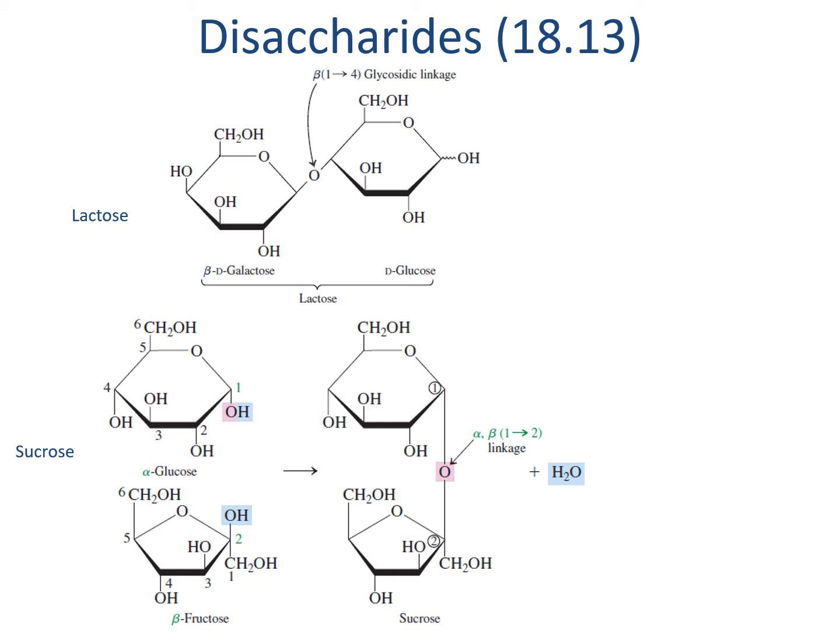Not all disaccharides are made up of the same monosaccharide. Here are two disaccharides with different monosaccharides. And again, I'd like you to know the components and how they're linked. So lactose, an important disaccharide in dairy products, is beta-D-galactose linked to glucose in a beta 1,4 link.